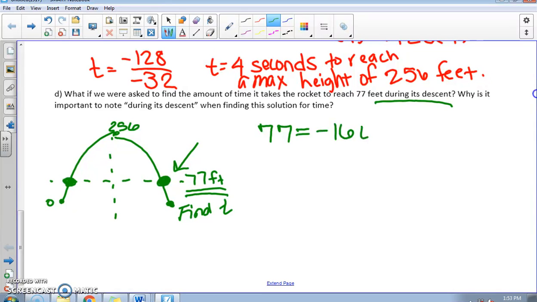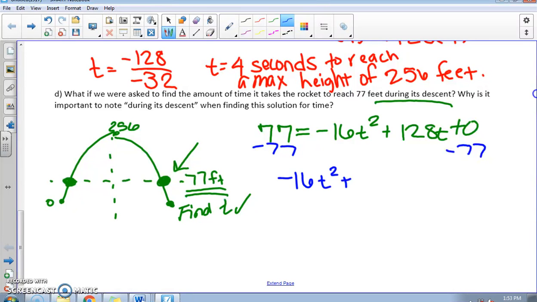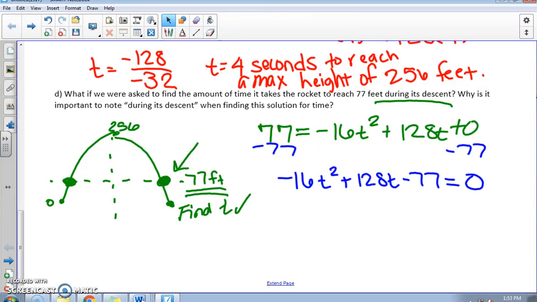And then your function, you can't fill in t... make sure that you do set the equation equal to 0. So you need to subtract 77 over into the rest of the equation. And now you can set up your quadratic formula, complete the square, whatever method you wanted to use in order to solve for time at 77 feet on the descent.